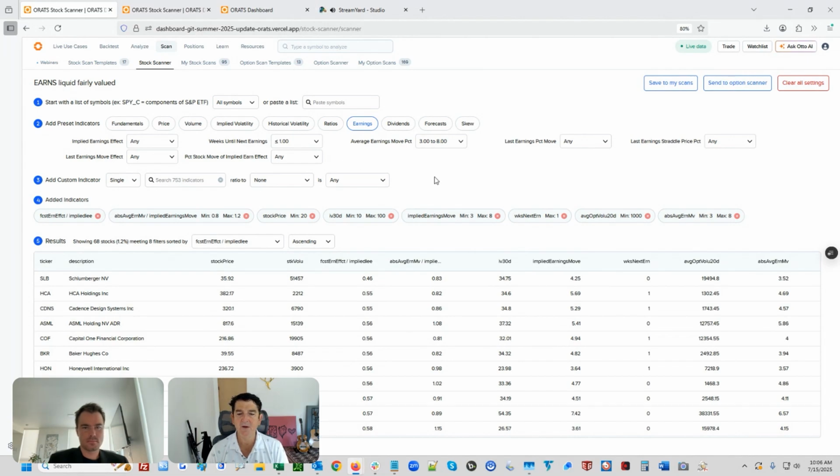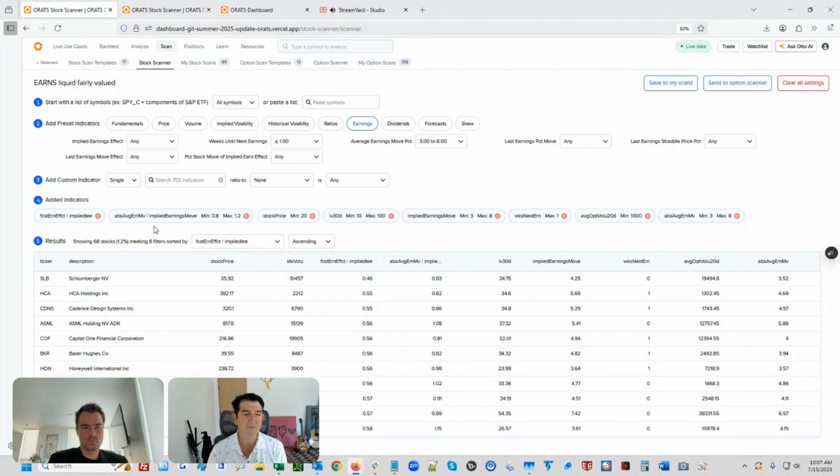And then the implied earnings move is also in here, and it's between 3 and 8. So when I say fairly valued, everything's going to be between 3 and 8%. And then that ratio is between 80% and 120%. And then we want to sort it by that average.